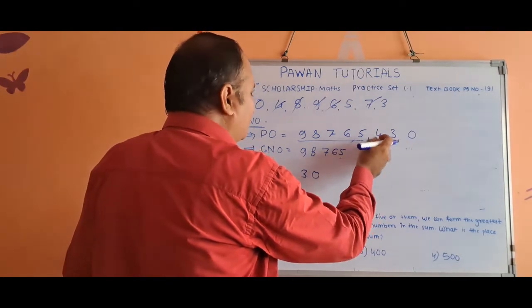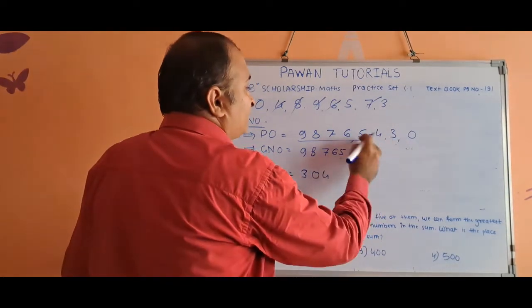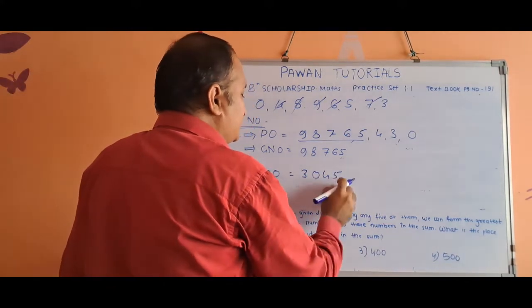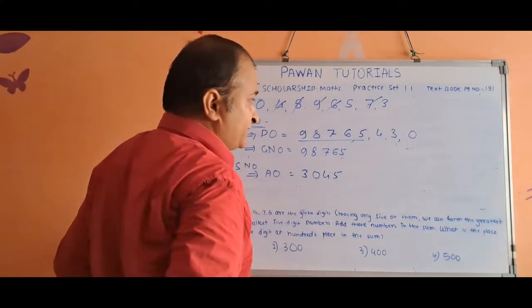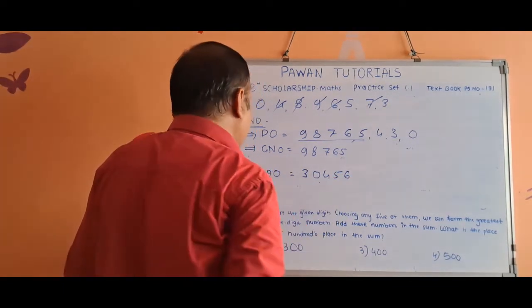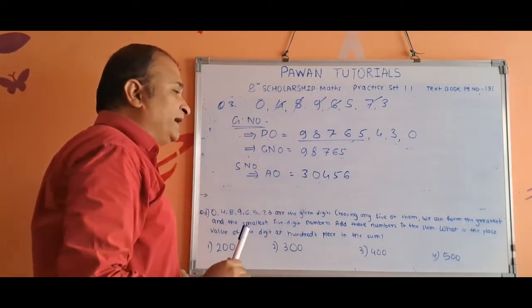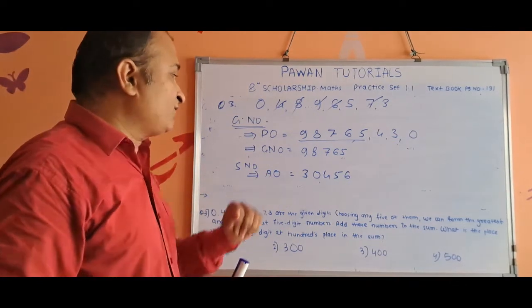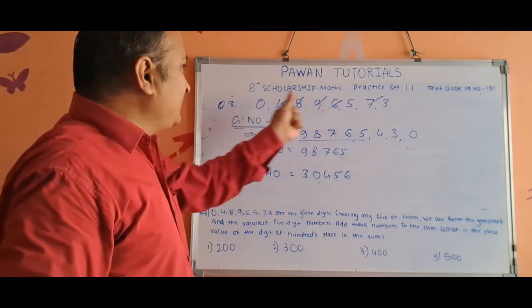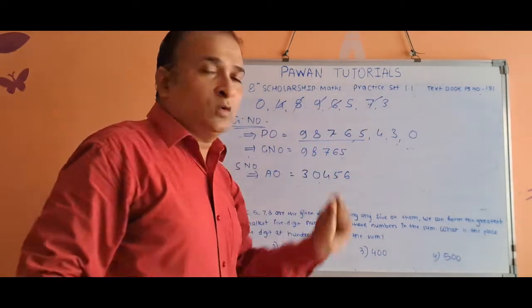After that, 4 will come. After 4, 5 will come. 4 digits are over now. Now, a 4 digit number has been formed. We have to form the 5 digit number. So, after 5, the next digit is 6. So this is the smallest 5 digit number, 30,456, students. So with the given digits, we have considered only 5 digits.